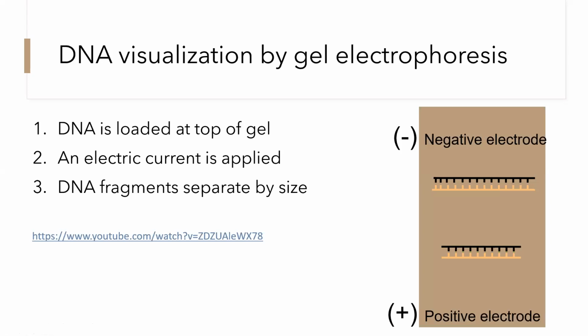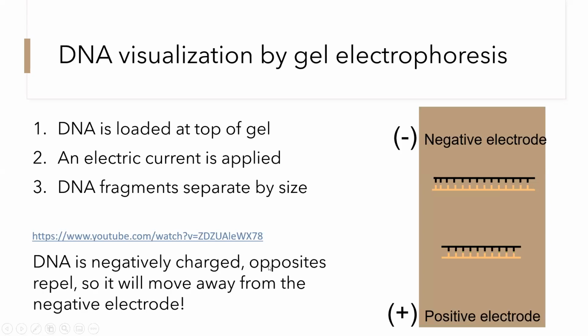That's basically agarose. You load DNA at the top of the gel, because DNA is negatively charged and like charges repel. So DNA gets loaded up here. You apply an electric current, and then your DNA fragments will separate by size. When we're talking about size of DNA, we're talking about how many base pairs or nucleotides long that fragment of DNA is. Like, is it 50 base pairs versus 100 base pairs? If it is 50 base pairs, that's a pretty short DNA fragment, so it's going to move much quicker through the gel than your 100 base pair fragment, which will take a longer amount of time because it's bigger.